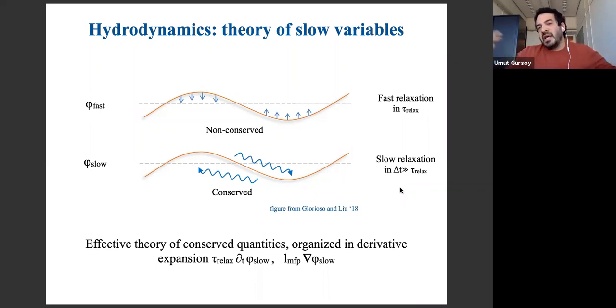In any kind of system where this description is valid, you can write down an effective theory of conserved quantities, which is organized in a derivative expansion in terms of time derivatives and space gradients. And L is just the mean free path, etc. So this is a notion that we are all familiar with. This is, if you like, the modern understanding of hydrodynamics as a theory of conserved quantities.